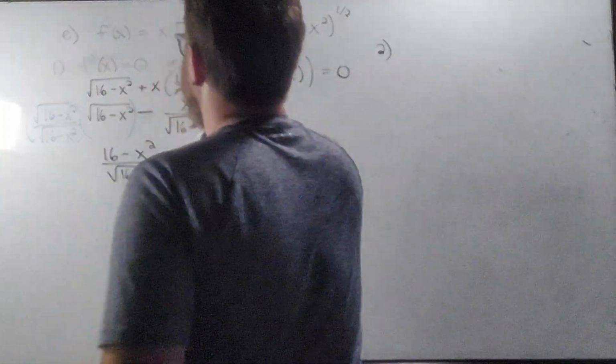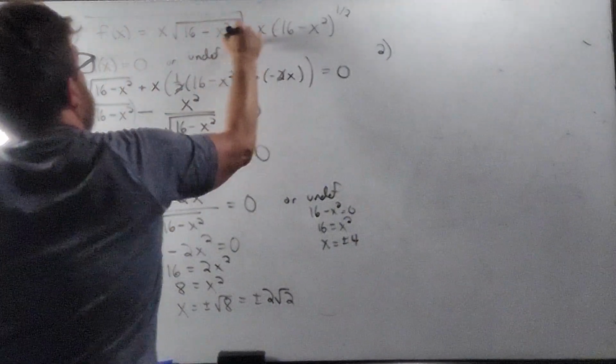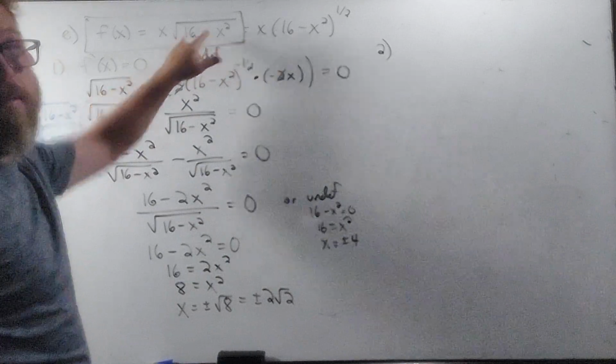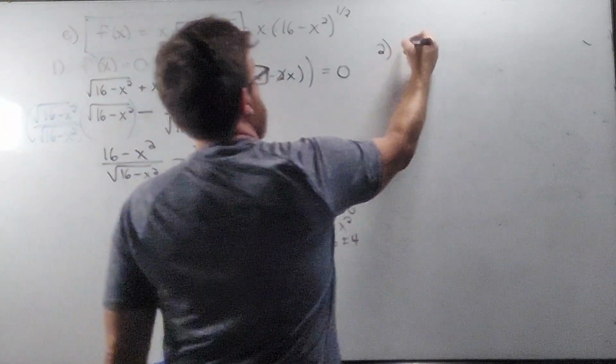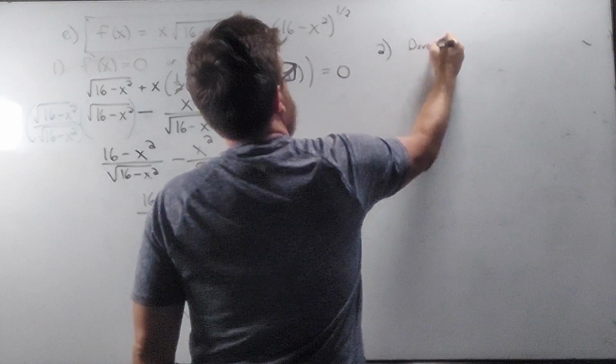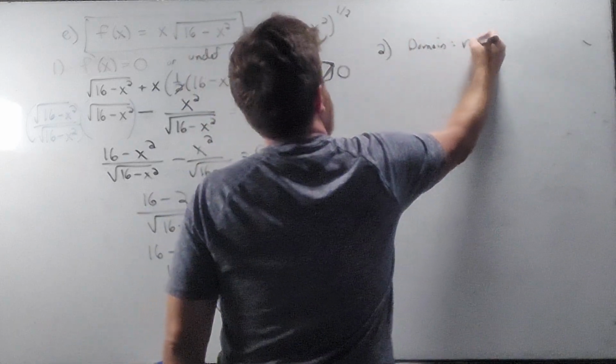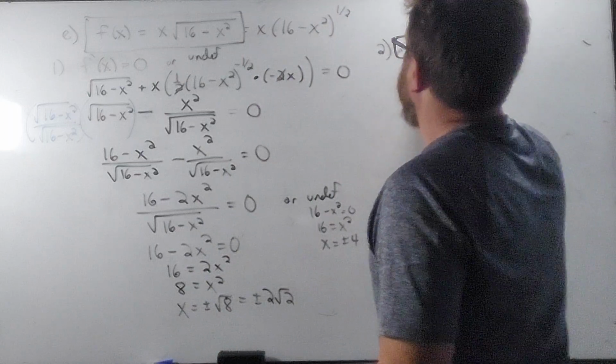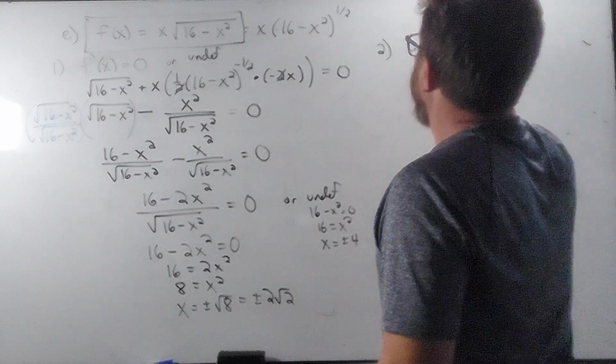Number 2. We have to find this closed interval, and we're going to do that through the domain of this function. So if you look at the original function, since it has a square root in here, I know that the domain happens only when the radicand is greater than or equal to 0. So the domain is going to be when the radicand, 16 minus x squared, is greater or equal to 0.